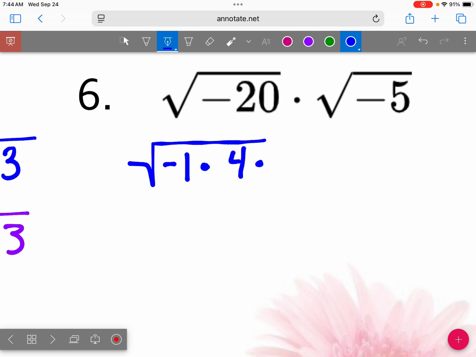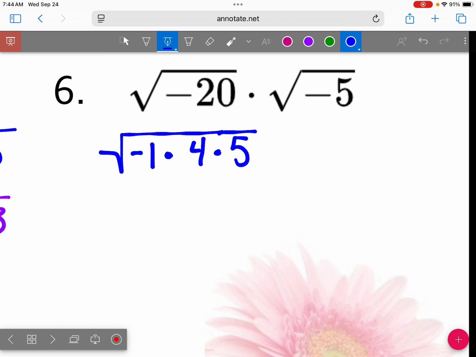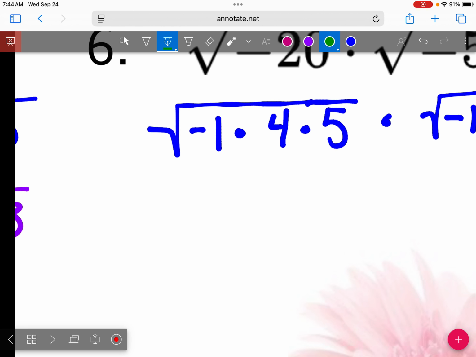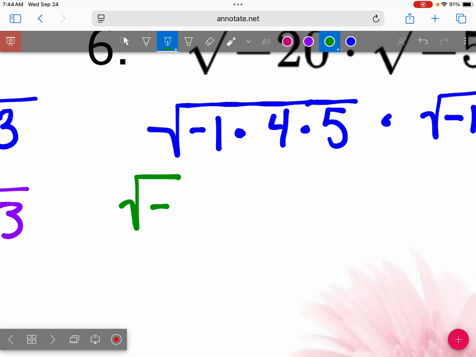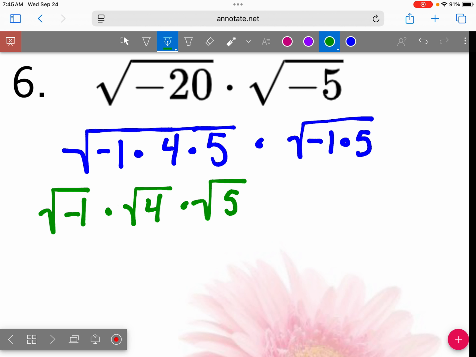Five and 4, because 4 is a perfect square. And then we also have on this right-hand side our negative 1 times 5. So breaking things apart here, just like we've been doing, our square root of negative 1 and our square root of 4 and our square root of 5 and our square root of negative 1 and our square root of 5.